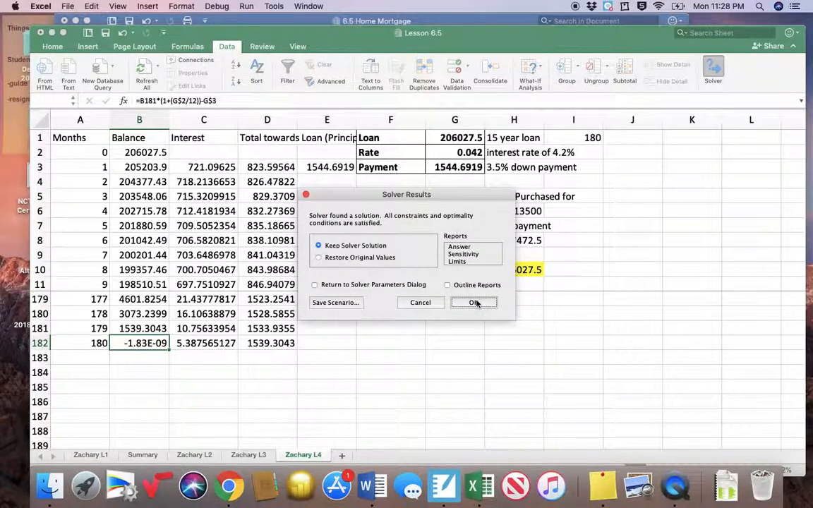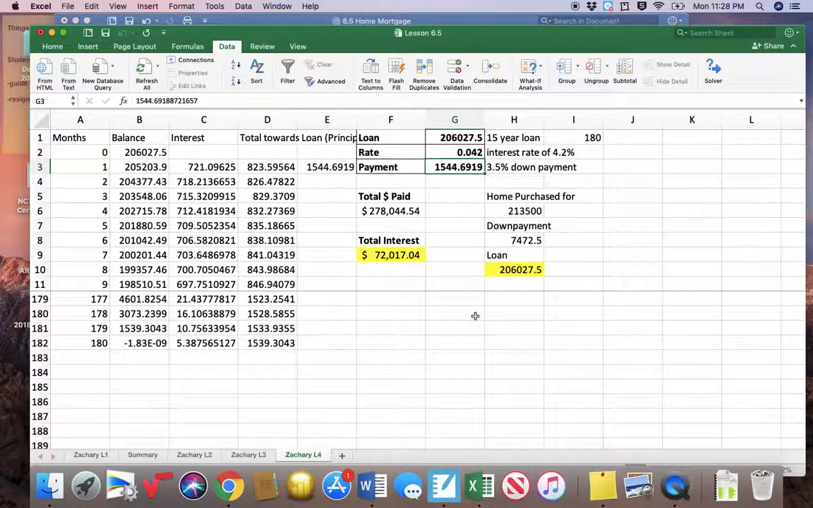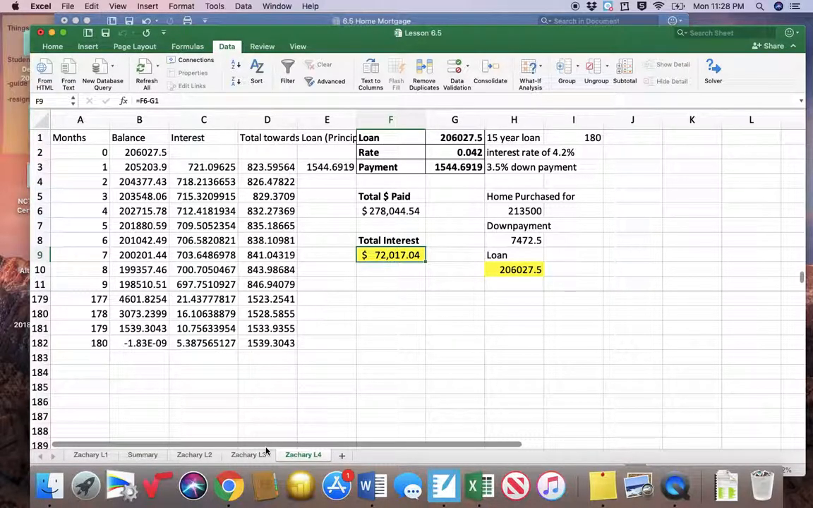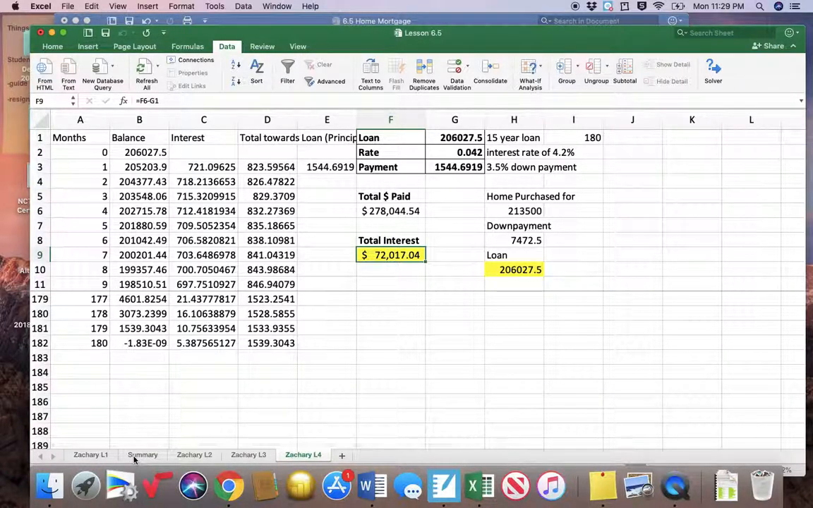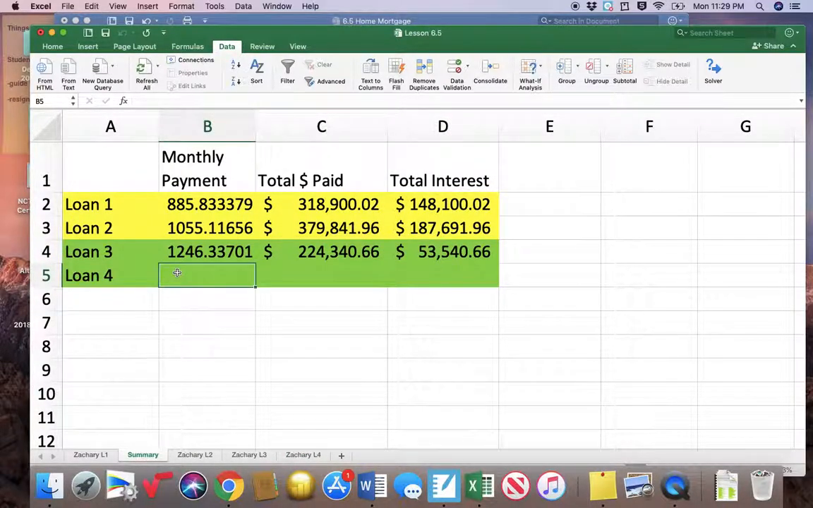All right, so you can see how much that payment goes up since I had to borrow a significant amount more. However, take a look at the total dollars paid and the total interest. Your interest, you notice, is more than the last one because you had to borrow more, but it still is significantly less than the 30-year loans. Let's go to the summary sheet so we can see it all together in one spot.